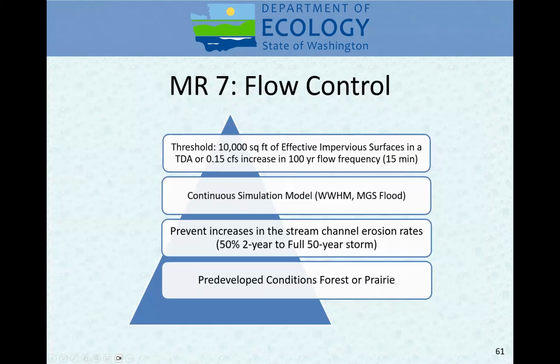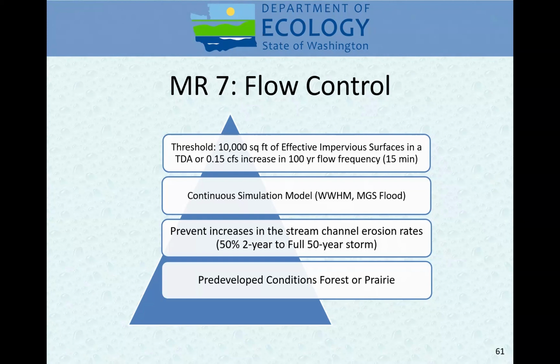Minimum requirement number 7 also looks at TDAs, but it's 10,000 square feet of effective impervious surfaces in a TDA, or a 0.15 CFS increase over the existing 100-year flow frequency.